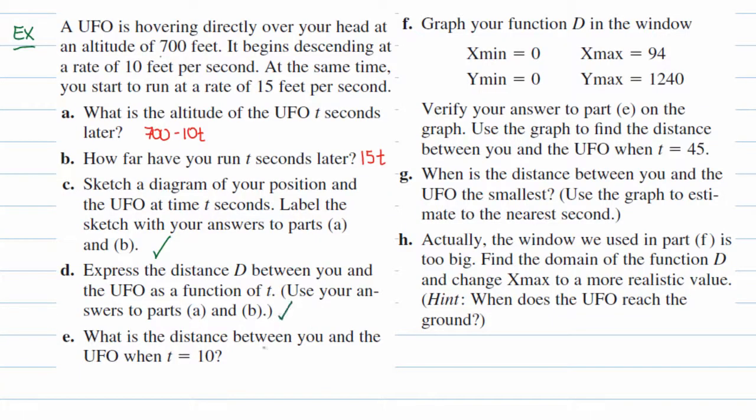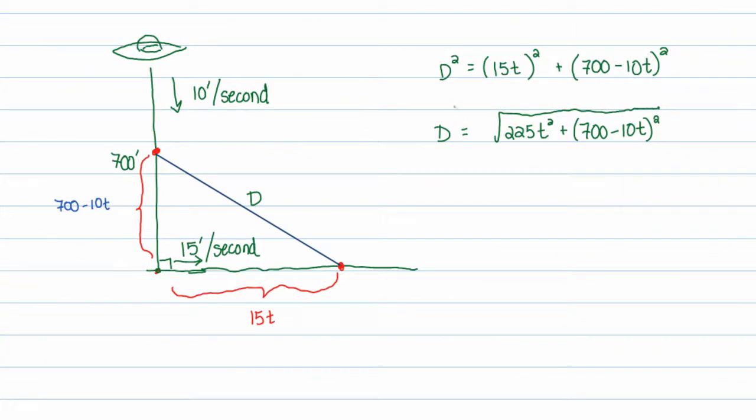So we're back here. Check that off. What is the distance between you and the UFO when 10 seconds have passed? Well, since the distance is just equal to this formula over here, or this expression, I'll let t equal 10 seconds. And I'll substitute that in and do some mathematics here.